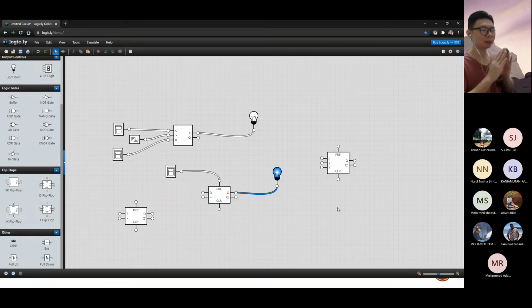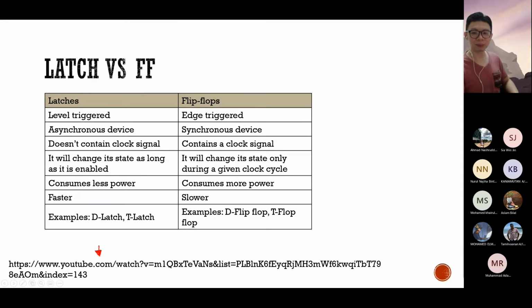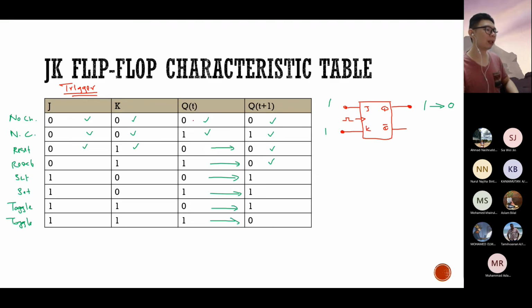So as the assignment today, this will be the assignment for this chapter, Chapter 7. I want you guys to reproduce the characteristic table of all of these flip-flops in logic.ly. So you can refer to this characteristic table. For example, over here we have a characteristic table of JK flip-flop. You can reproduce every single line and make it into a video and submit that as your assignment for this chapter.